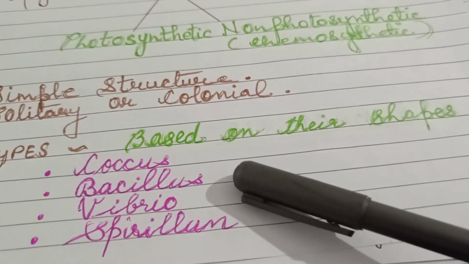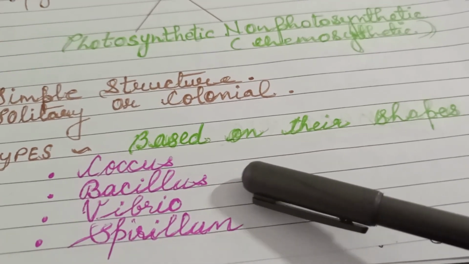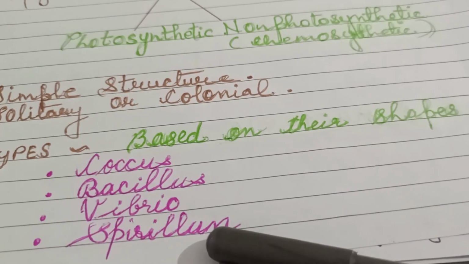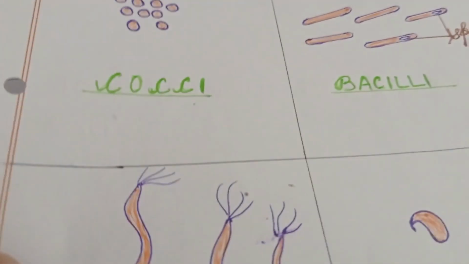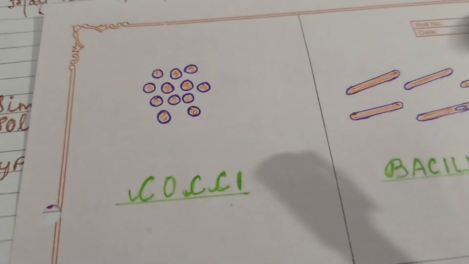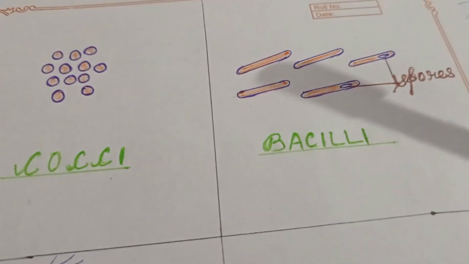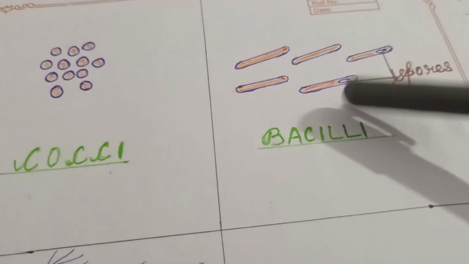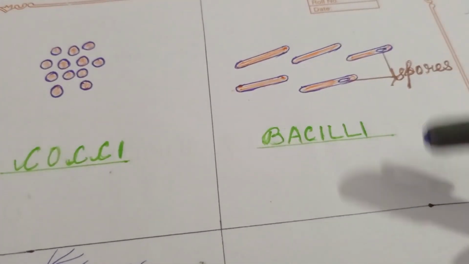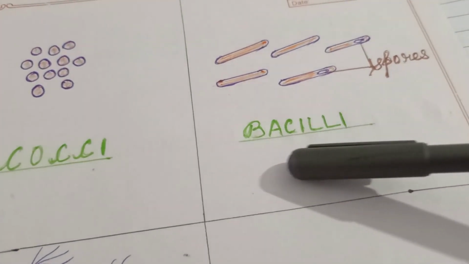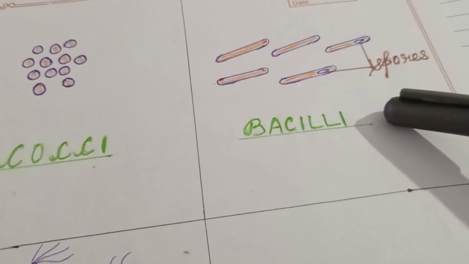Bacillus, which is rod shaped. Vibrio, which is comma shaped. And Spirillum, which is spiral in shape. See, four kinds of bacteria. You have coccus bacteria, which is round in shape. Then you have bacillus, that is rod shaped, singular and plural. Coccus, plural cocci, bacillus, plural bacilli.